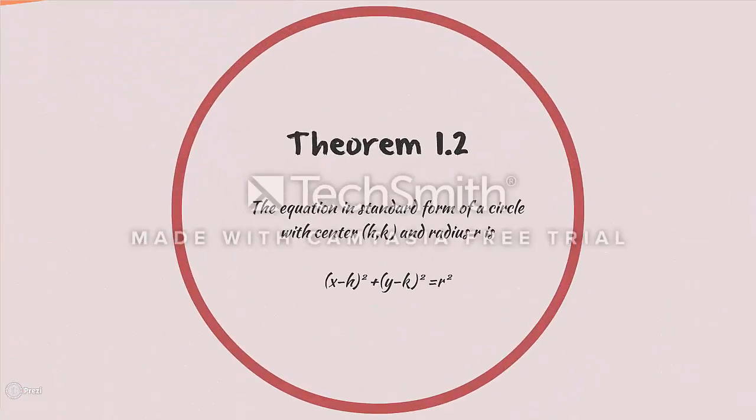Next is Theorem 1.2. It states that the equation in standard form of a circle with center point (h, k) and radius r is quantity x minus h squared plus quantity y minus k squared equals r squared.